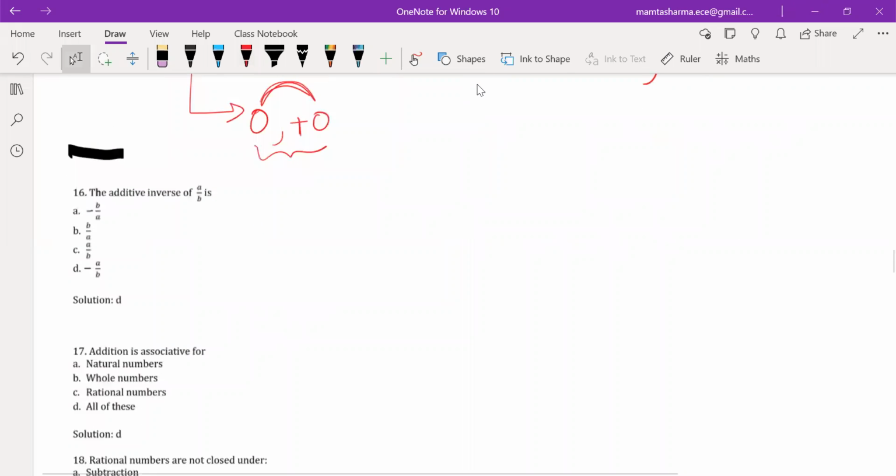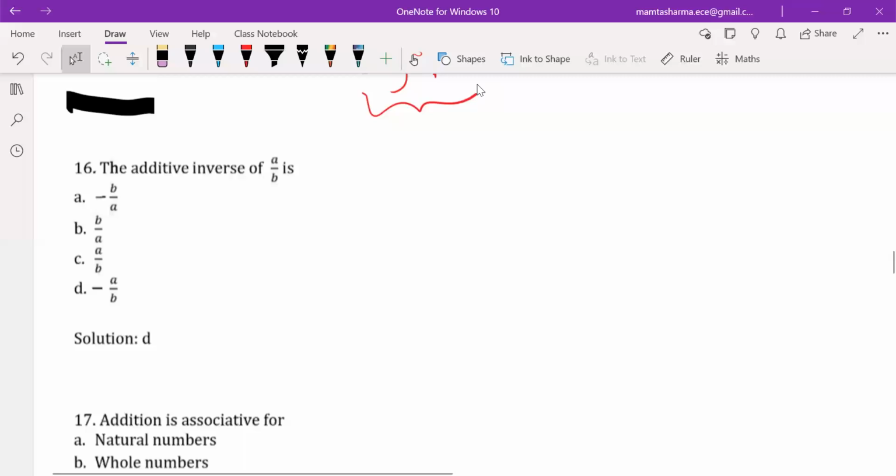Okay, next, the additive inverse of a by b is minus a by b. Raise your hand. You are not supposed to answer every time. Let others get the chance. Okay, raise your hand. Yeah, Ayush, tell me the additive inverse of a by b.